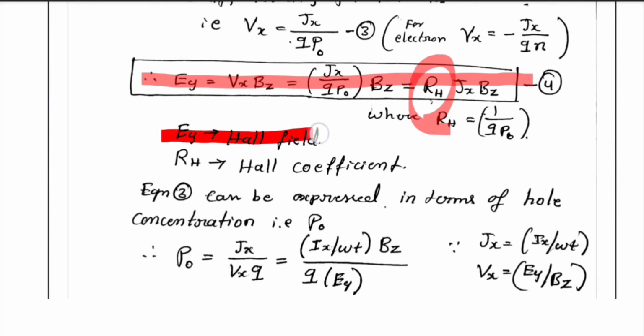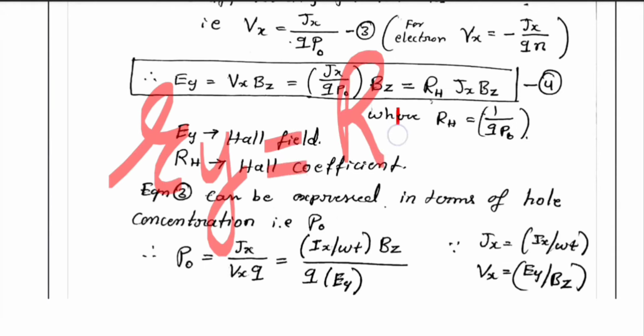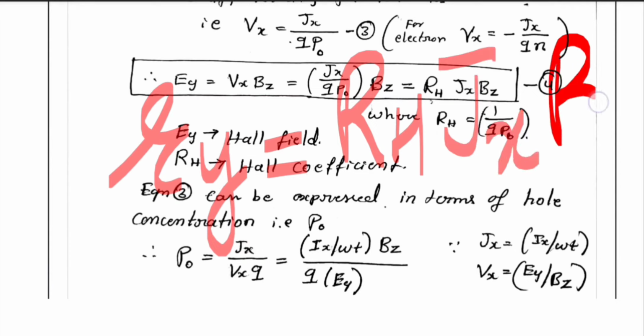So Ey is the Hall electric field and RH is the Hall coefficient. So we got the equation as electric field Ey is equal to Hall coefficient RH into current density Jx into Bz. So electric field is directly proportional to current density in the x direction and magnetic field in the z direction, and the Hall coefficient RH is given.